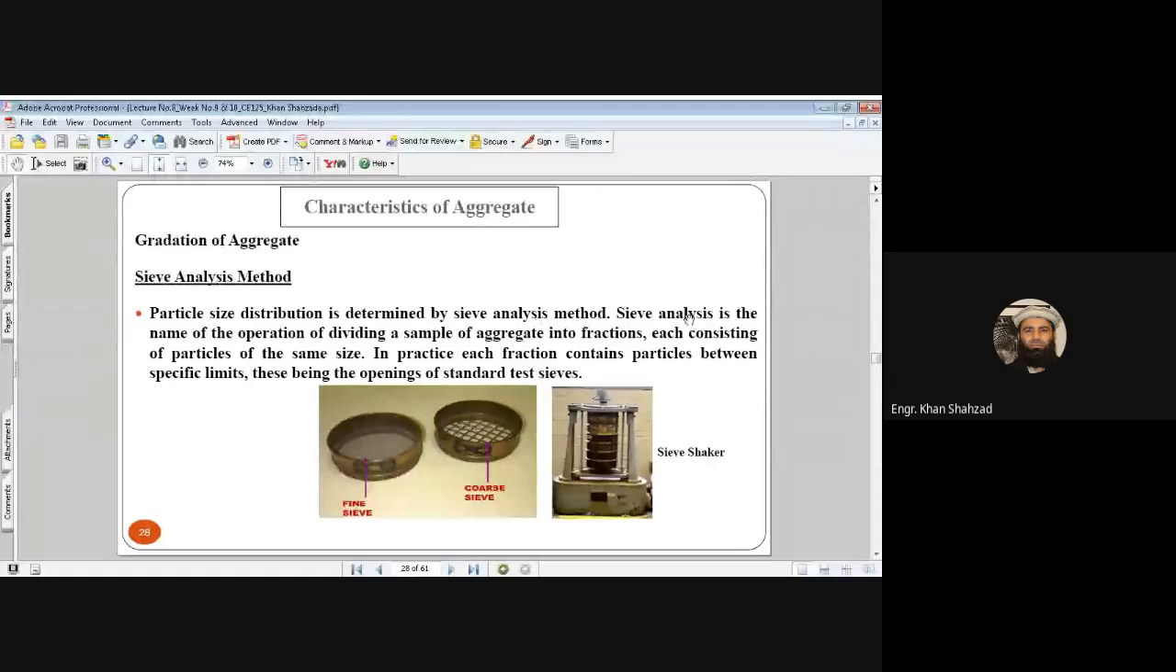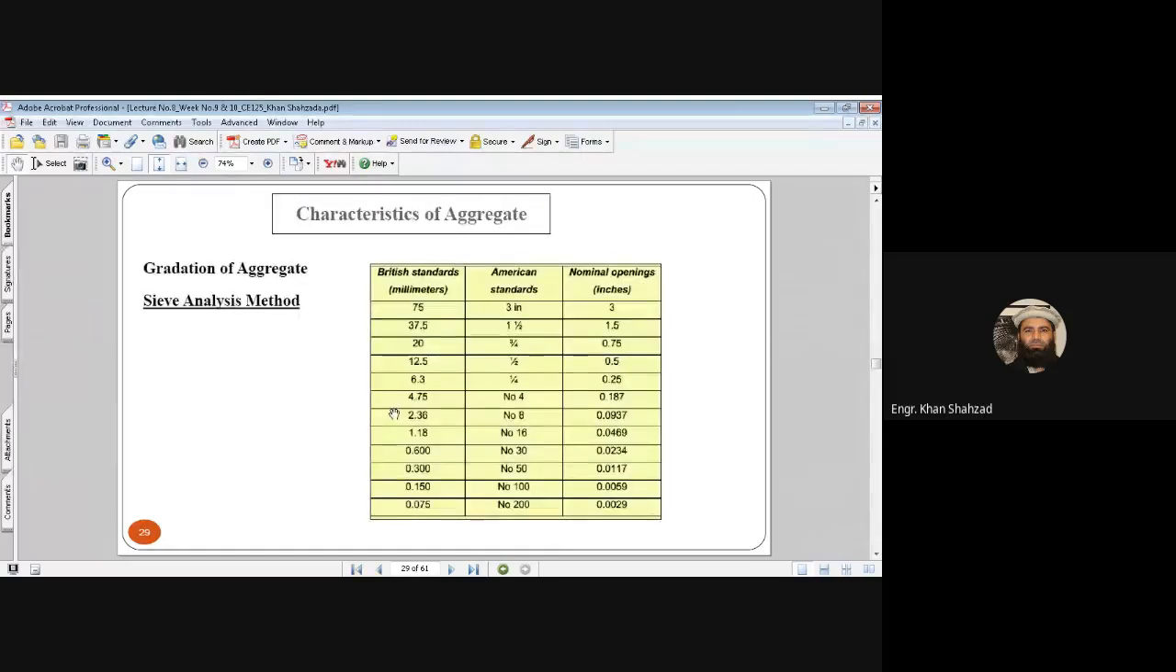Sieve analysis is the name of the operation of dividing a sample of aggregates into fractions, each consisting of particles of the same size. In practice, each fraction contains particles between specific limits, these being the openings of standard test sieves. So here you can see these are the British standards, which we are presenting in millimeters. This is the American standard, which we are presenting in inches and numbers, and then these are the nominal openings in inches.